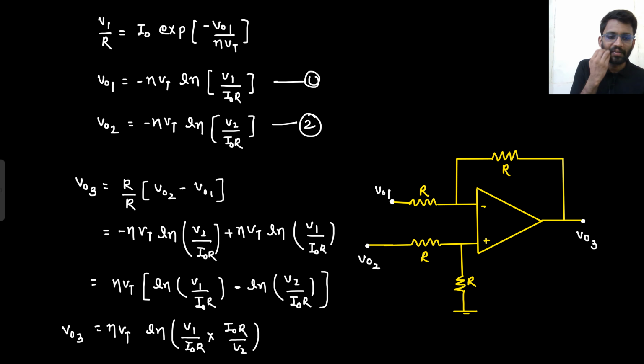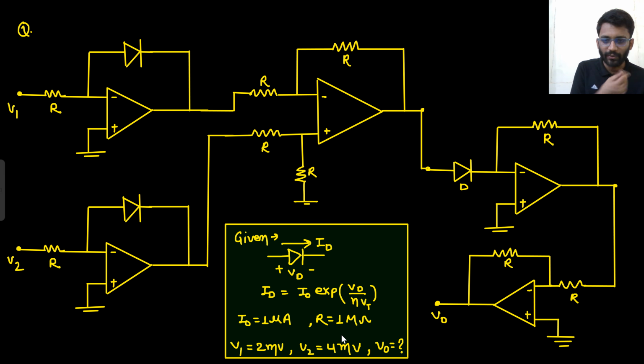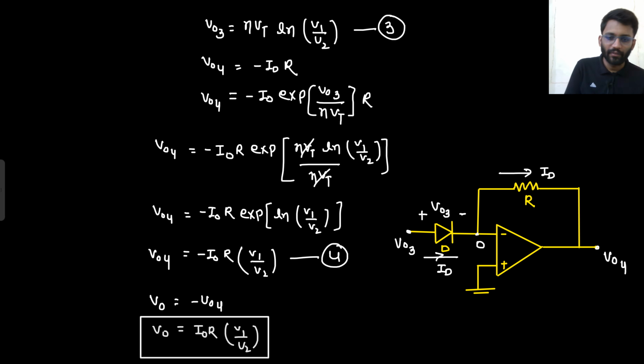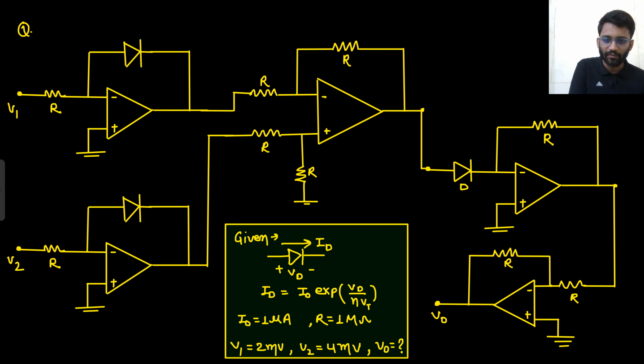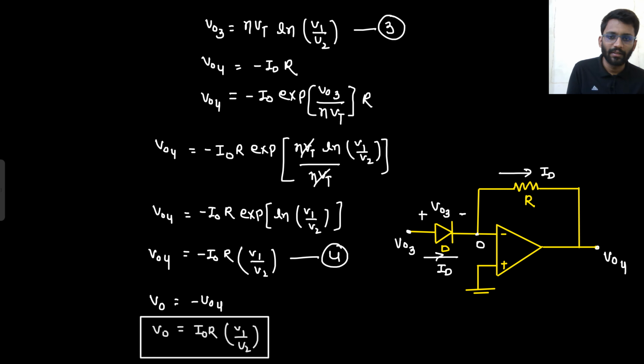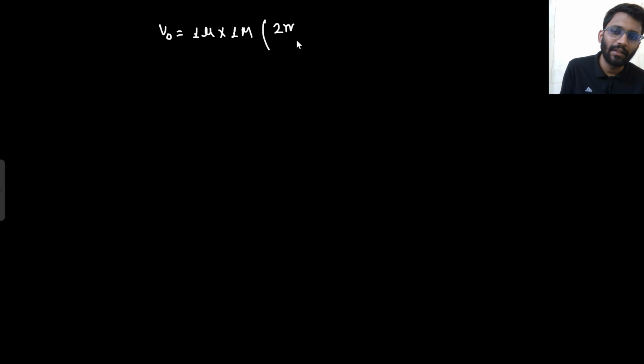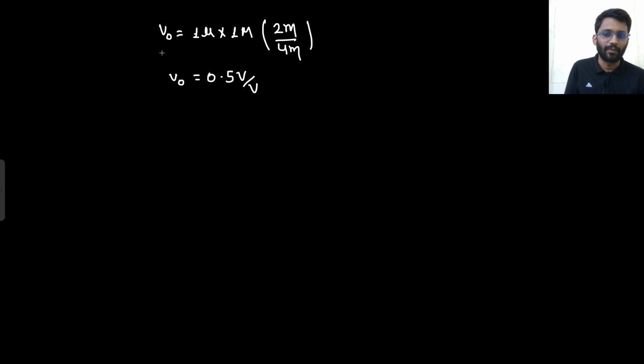Now the values are given. What is the value of I naught into R? I naught is 1 micro, R is 1 mega, so I naught into R is 1. And what you are getting? V1 by V2. What is the value of V1? V1 is 2 milli and V2 is 4 milli. 2 milli divided by 4 milli. Final answer would be V naught is 0.5, not volt, volt per volt.